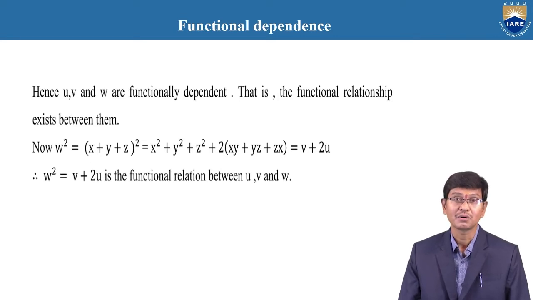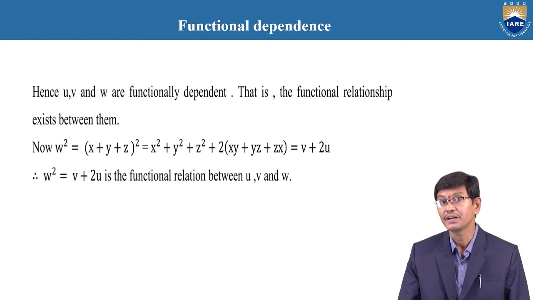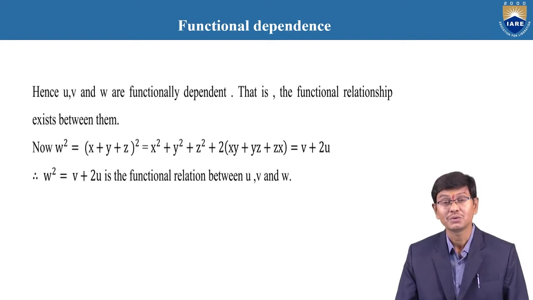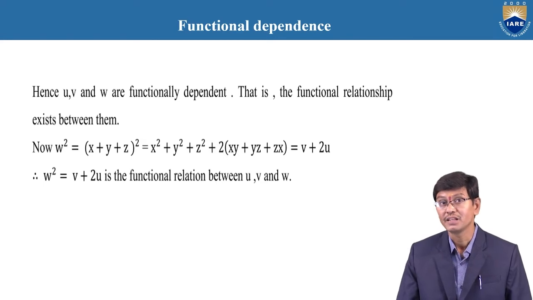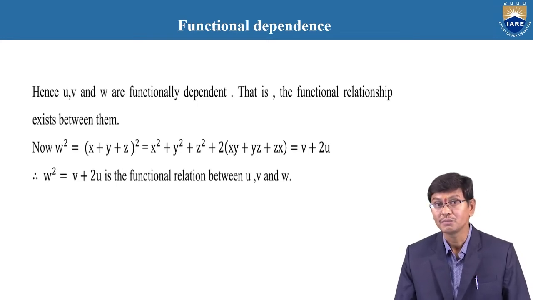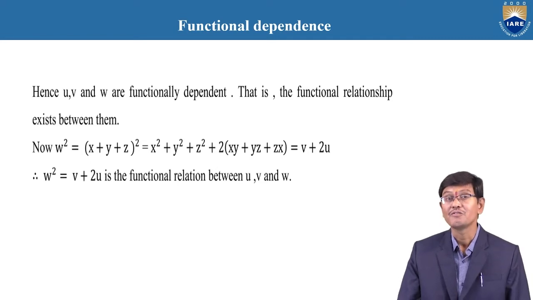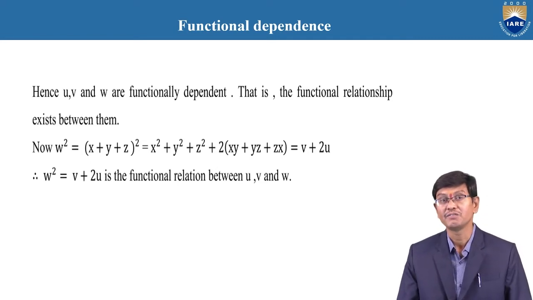Therefore, with the help of this conclusion, the relation between u, v, w is, clearly, we obtain that w square is equal to v plus 2u is the condition. Therefore, it is a relation between u, v, w with the help of the given function. The conclusion here is that such a relation is possible only when the given functions are functionally dependent. If they are independent, it is not possible to write a relation between u, v, w.